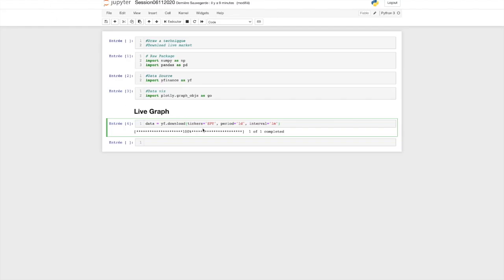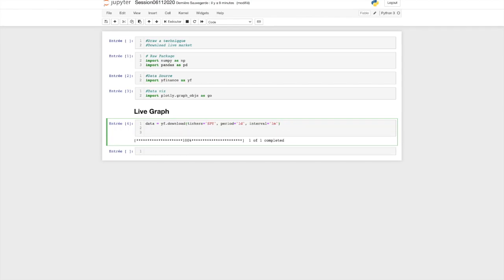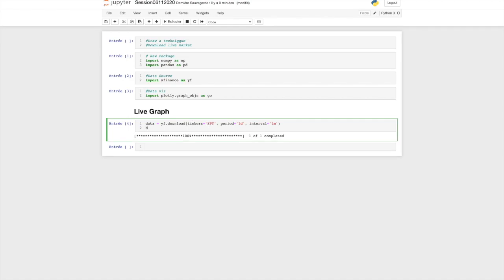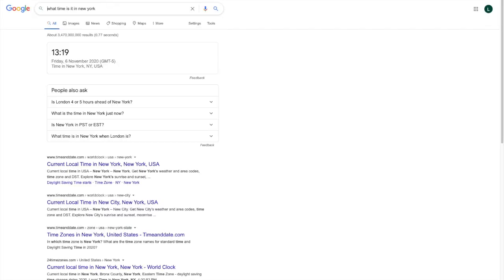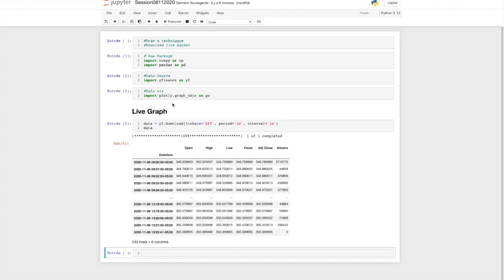Okay guys, let's go. Okay, the first thing that we're going to have to do is download the S&P data. If you look at it, that's the latest market data. It's 1:22:41, and if you look at the time in New York, it's 1:22. And it's the 6th of November, which means we are 2 days after the US election. Let's see how the market is acting today.